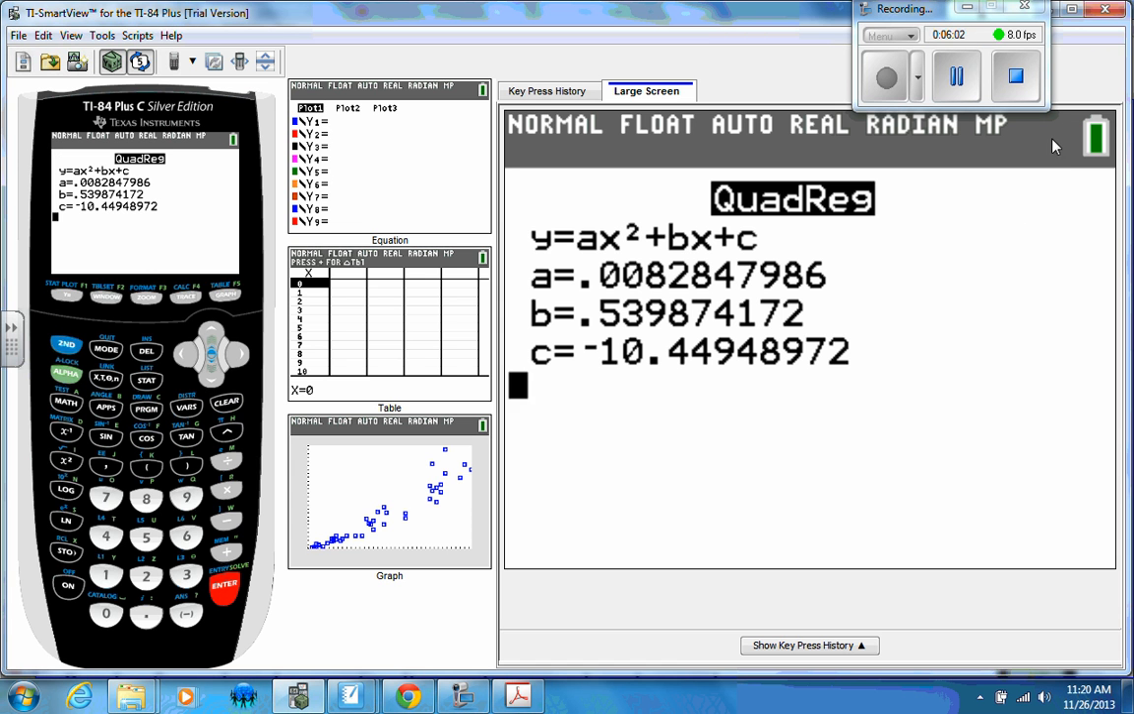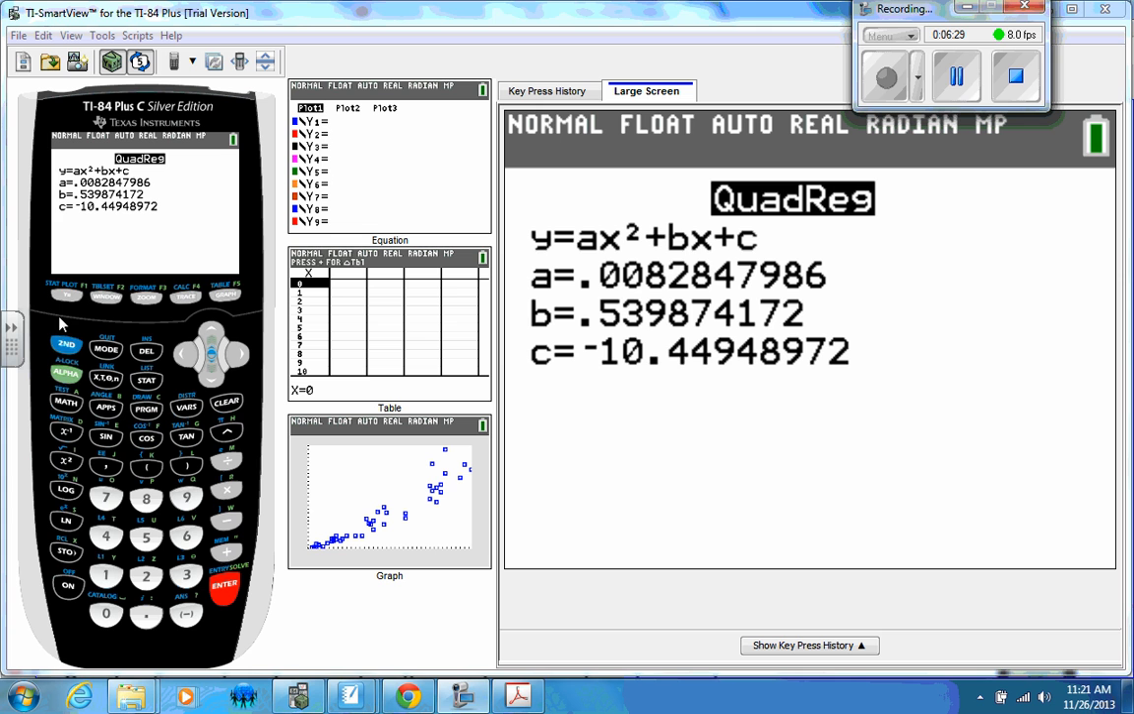Okay, so the calculator's thinking. So y is equal to ax squared plus bx plus c is your standard formula, and you plug your values in. So the equation for this reads y equals 0.0083x squared plus 0.5339x minus 10.45 for c.